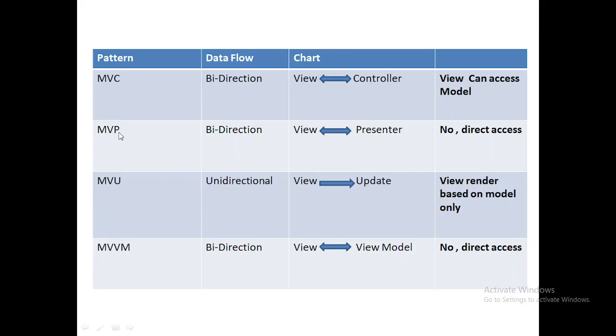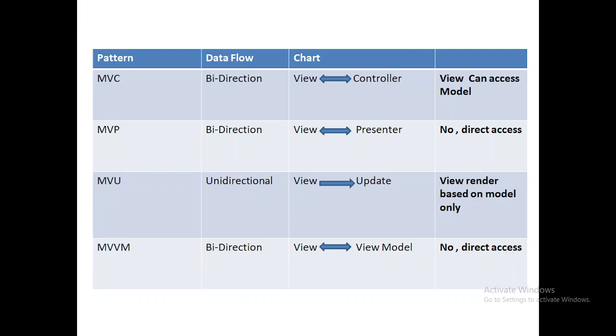Okay. MVP, model view presenter, is also bidirectional, from view to presenter and presenter to view. Here the presenter cannot access the view directly, but the presenter has direct access to the model. The presenter will update the view using some functions. What I did is the presenter stores the view reference, and using that view reference it updates the views. And the model also has the information of views.